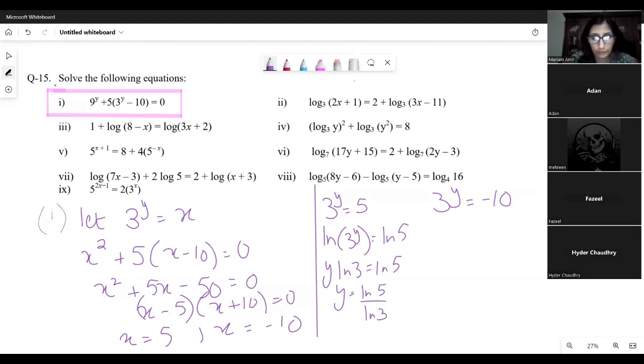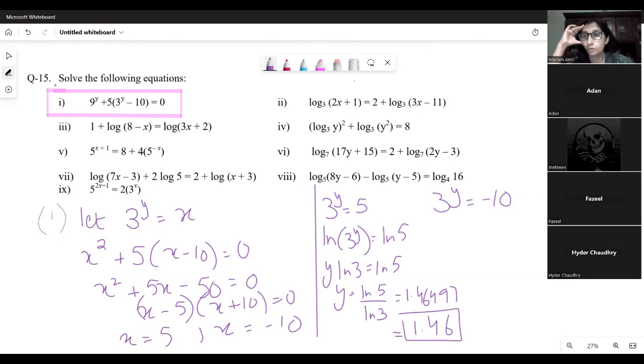So ln 5 divided by ln 3 is 1.46497. Long answer first, and then 3 significant figures, 1.46.